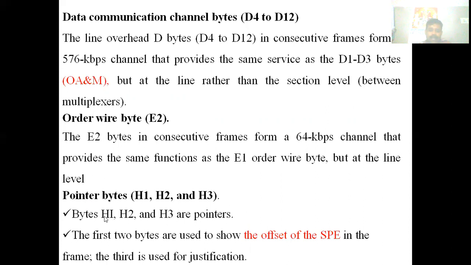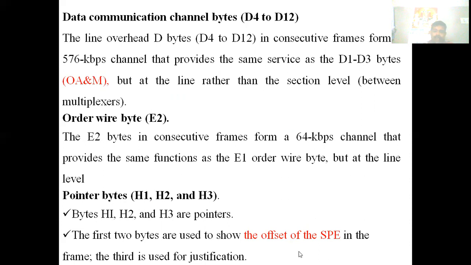These bytes are pointers. The first bytes H1 and H2 are used to show the offset of the synchronous payload envelope. There may be some condition in which one synchronous payload envelope can't be fitted into one frame. So sometimes you will fit this synchronous payload envelope into 2 frames. For such a condition, these pointers are used.